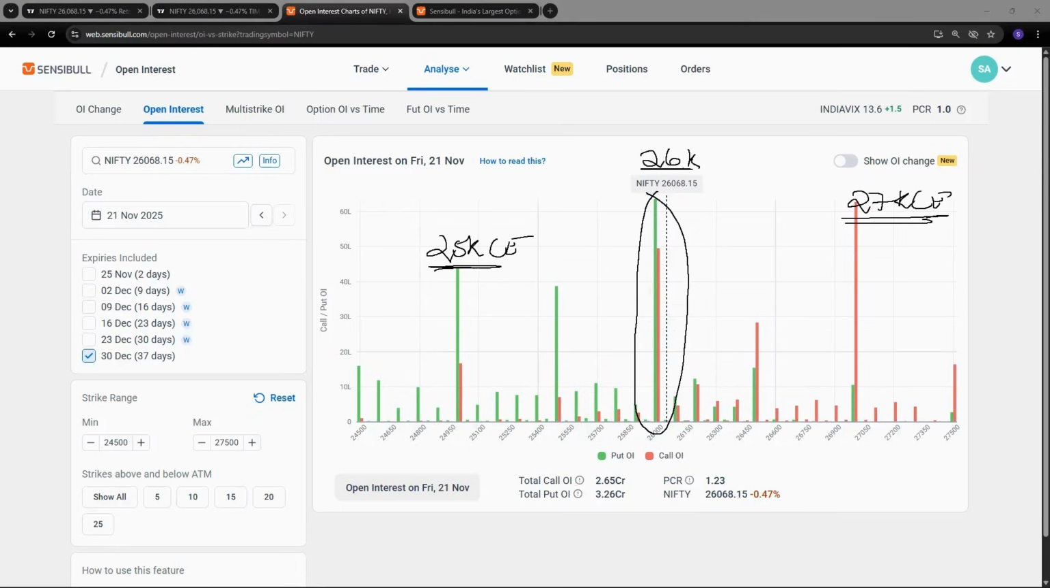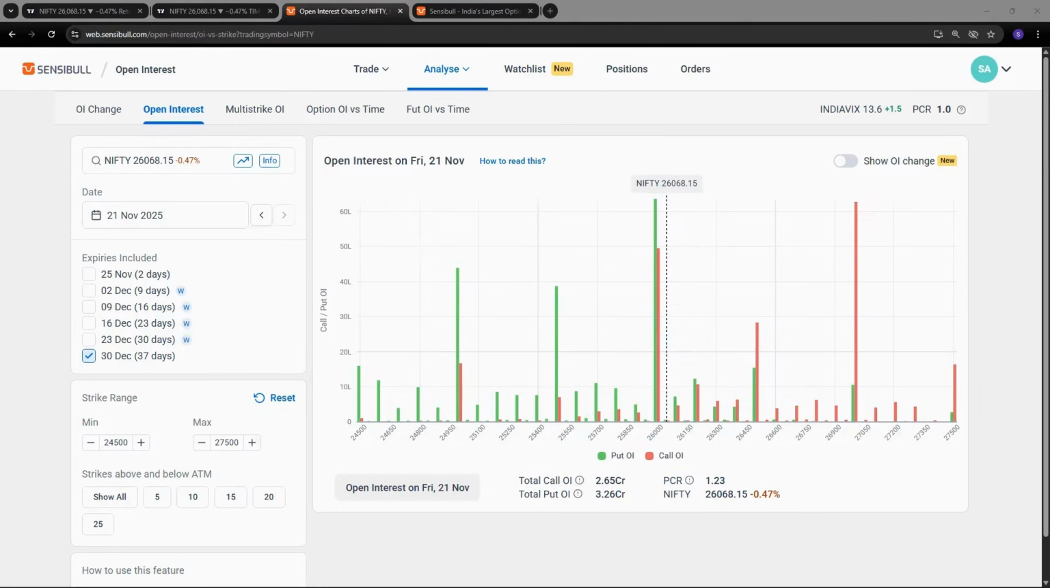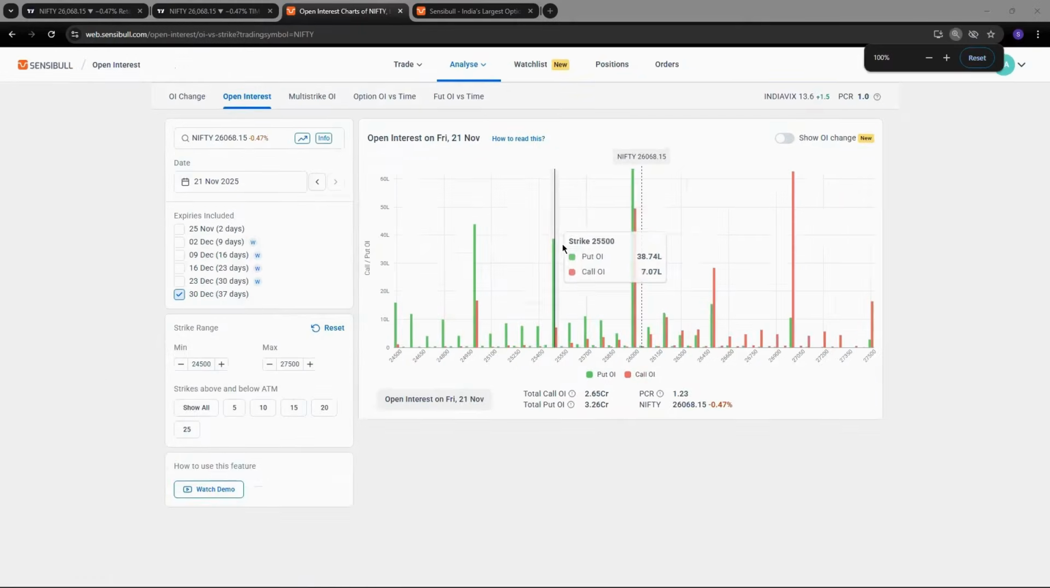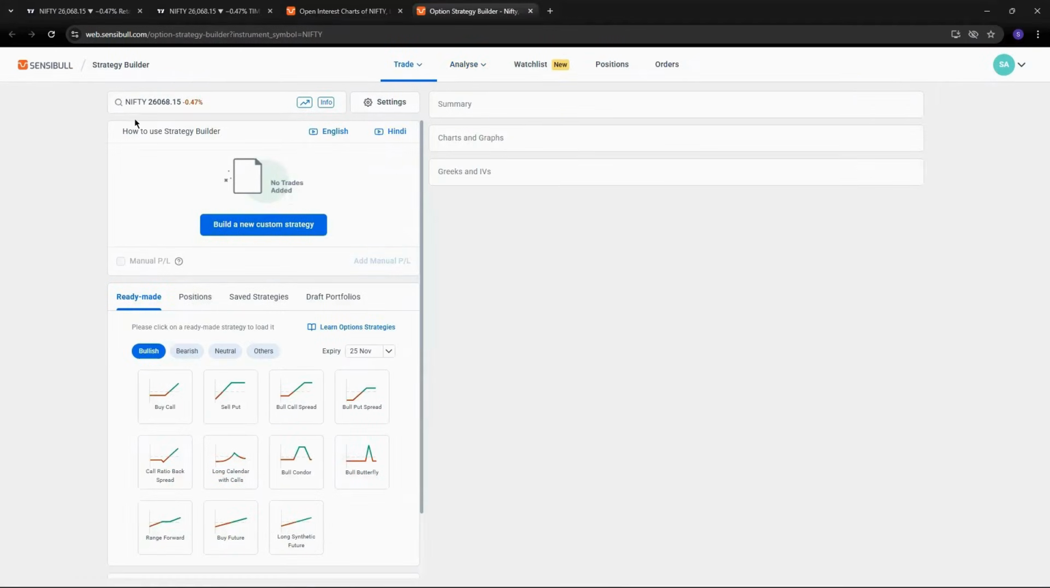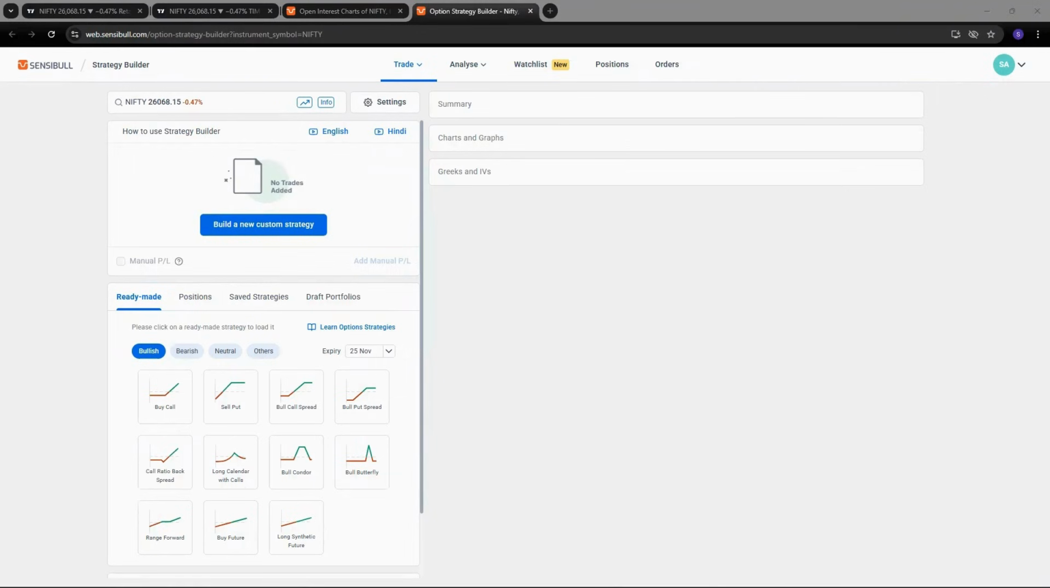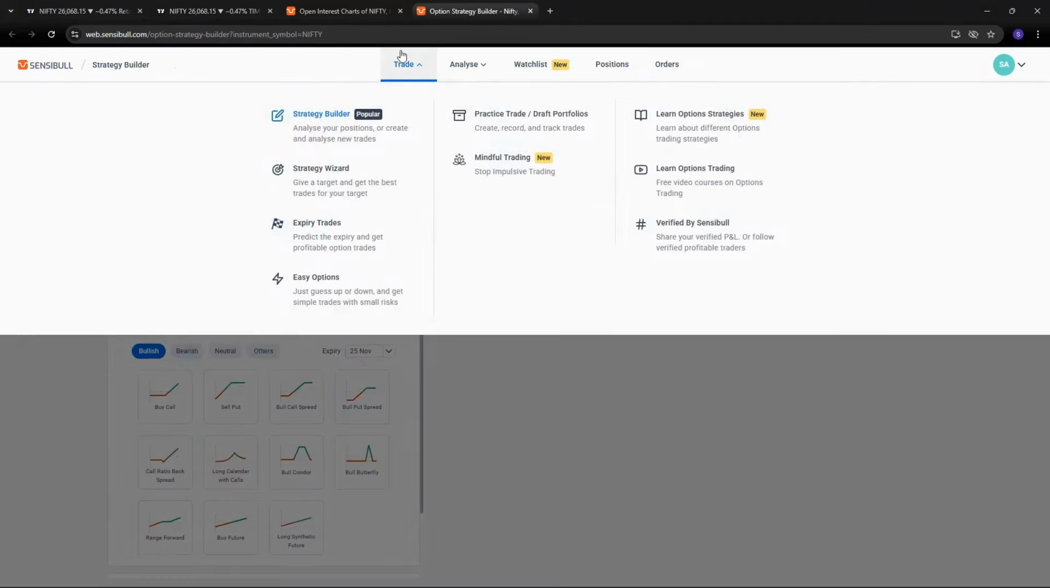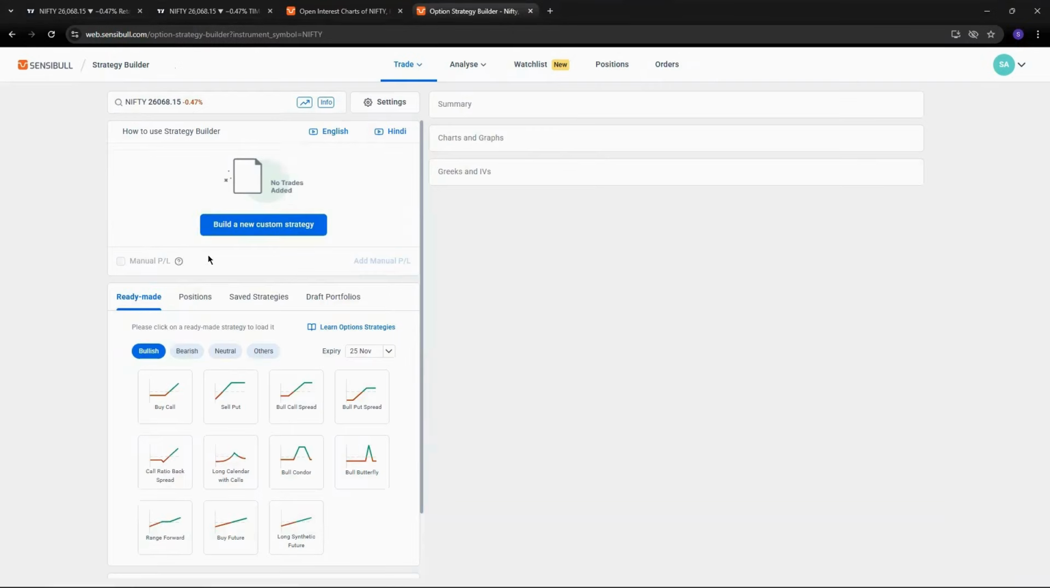I think all the big players definitely follow this. What they do is, let me zoom out. We'll go to the strategy builder in the same Sensibull. You see the trade option on top. Here there's something called strategy builder. Okay, we click that. We come to this page.